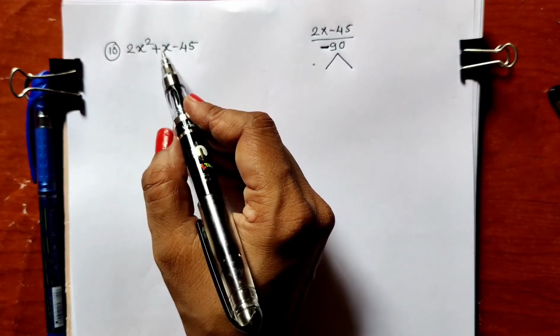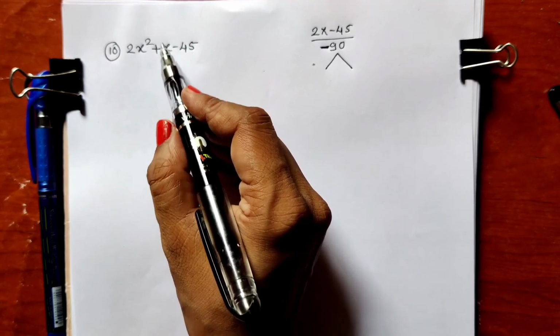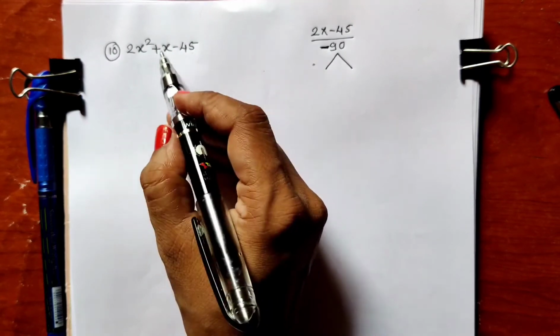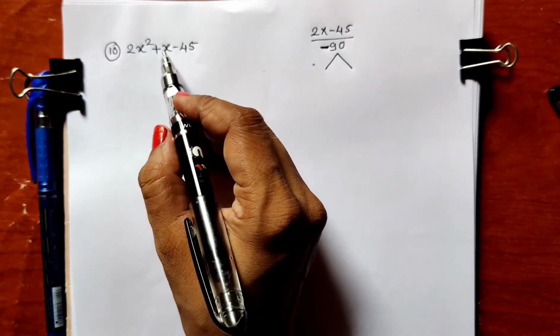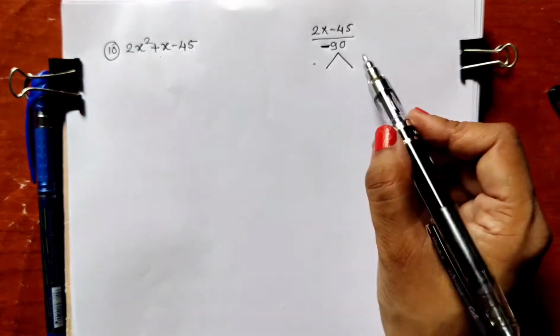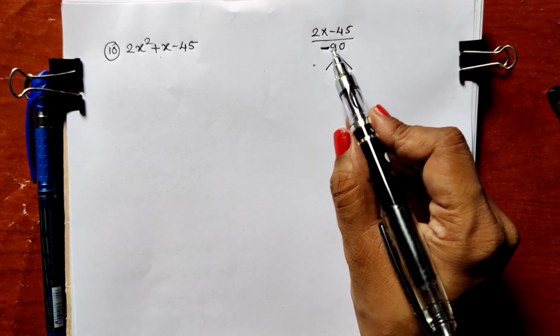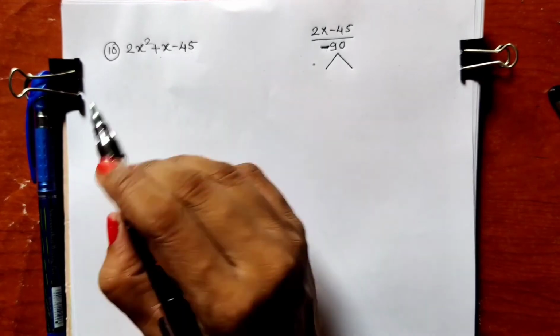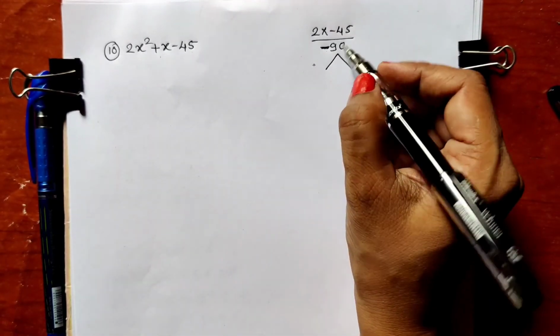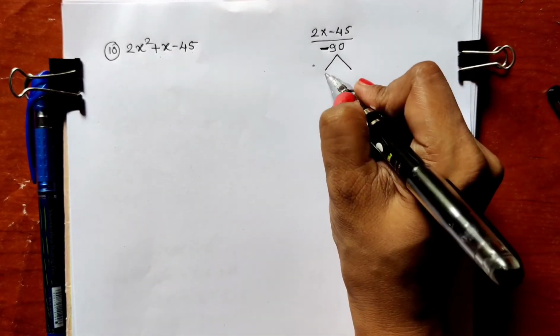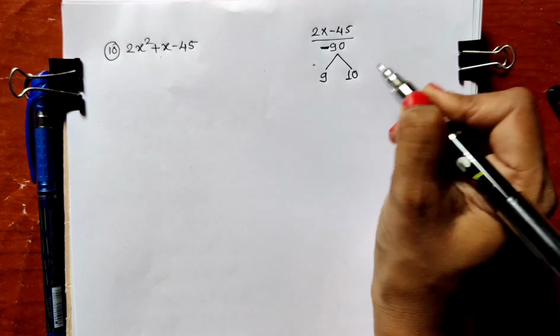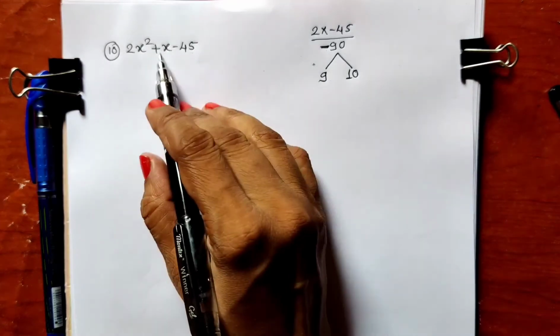What is the coefficient of middle term here? We cannot see anything here. That means 1 is there. Always 1 is there. So coefficient of middle term is 1. We have to find out the factors of 90 whose subtraction should be 1. So immediately what comes in our mind? 9 tens are 90. And 10 minus 9 is 1.